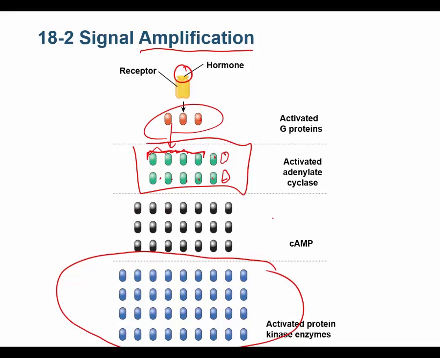Now each one of these adenylate cyclases makes a certain number of cyclic AMPs. I'm not going to do the math this time. But you can see now that's amplified into a greater number of cyclic AMPs. Each cyclic AMP activates more than one protein kinase, and of course the overall effect is one hormone leads to a whole bunch of active protein kinases. It's called signal amplification. That's the power. That's the power of this right here.